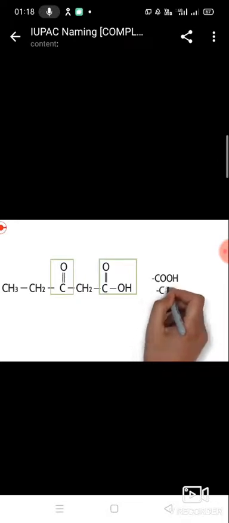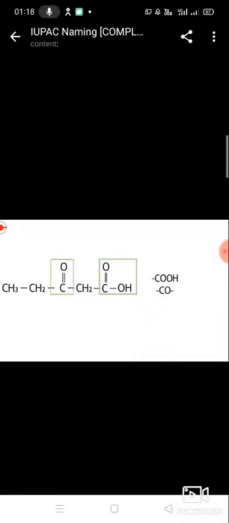So here a CO group is there, and a COOH group is present. In such a case, which one will get higher priority? COOH should be considered as the main group and CO should be considered as secondary. So oxo will be the prefix. Oxo is present on which carbon atom? The first carbon atom.